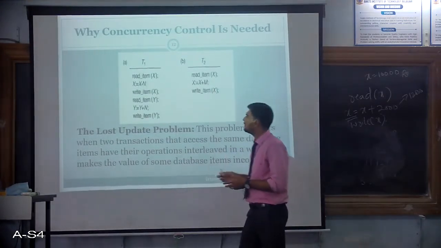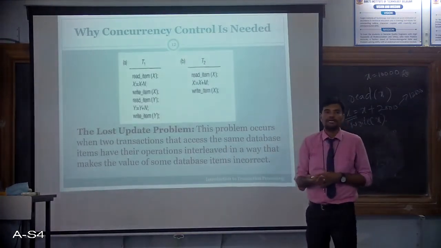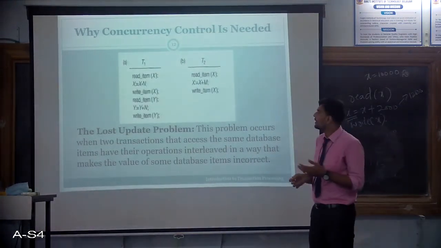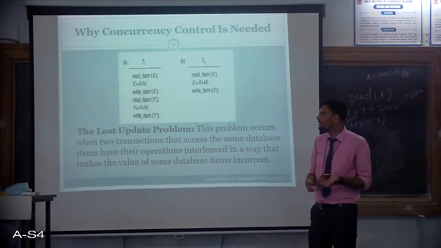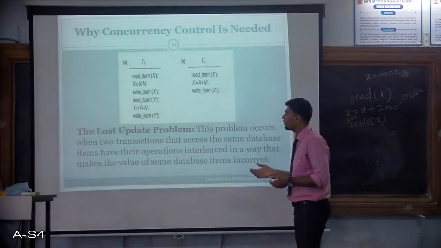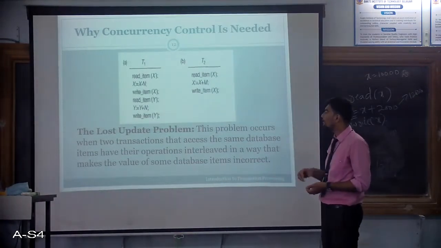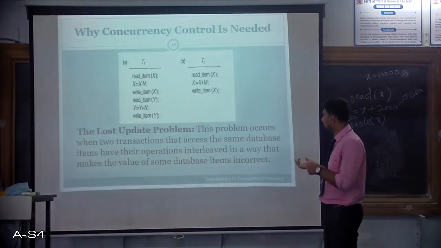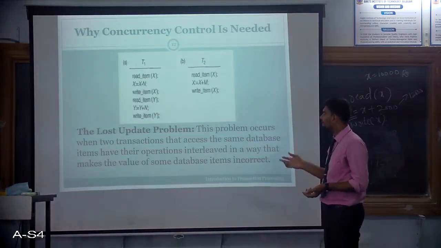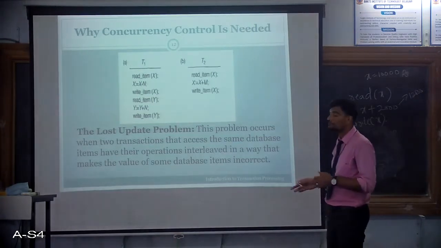Okay, next we have the lost update problem. Whenever you are performing transactions, some problems occur, right? So here we are dealing with problems like the lost update problem. This problem occurs when two transactions that access the same database items have their operations interleaved in a way that makes the value of some database items incorrect.